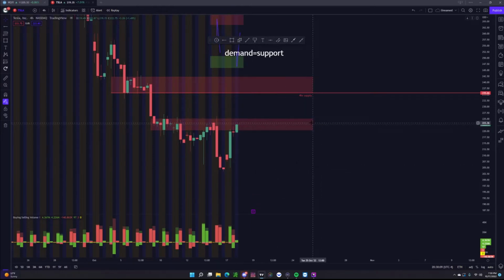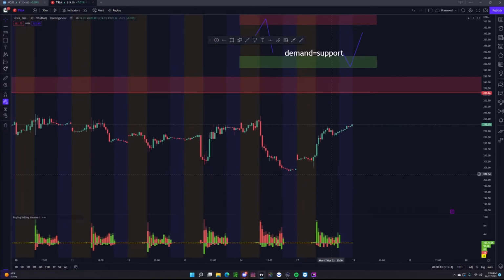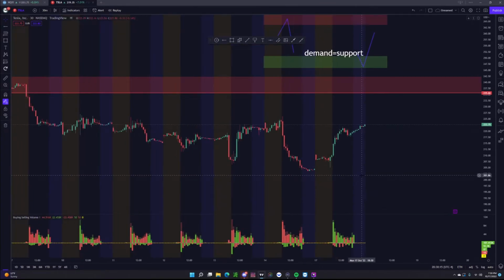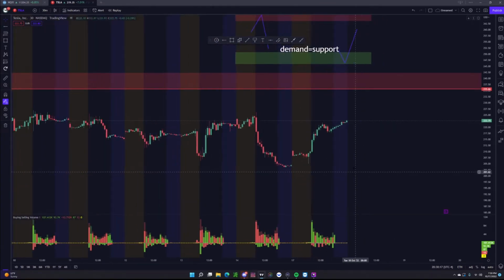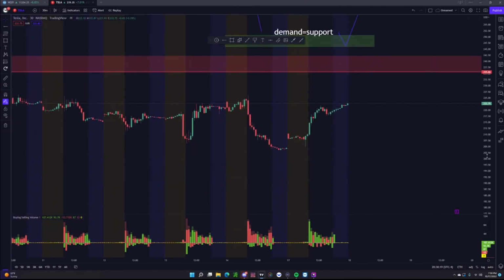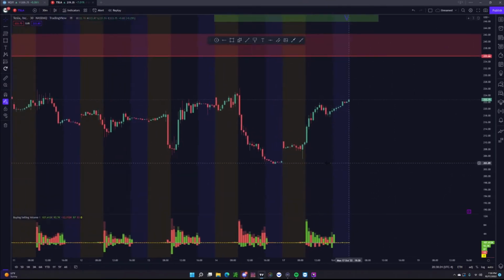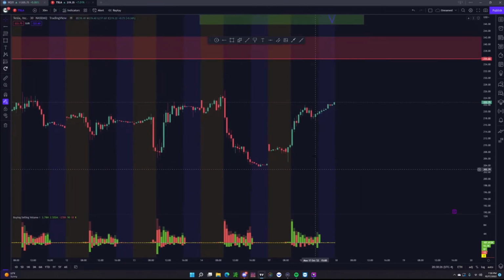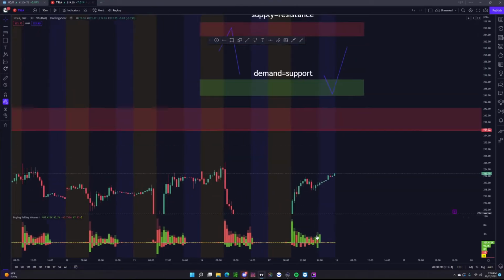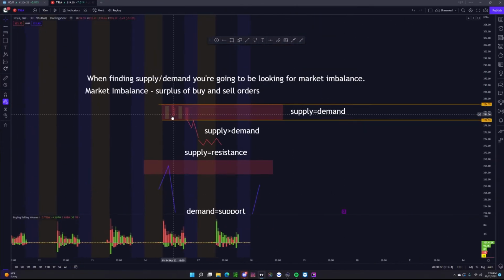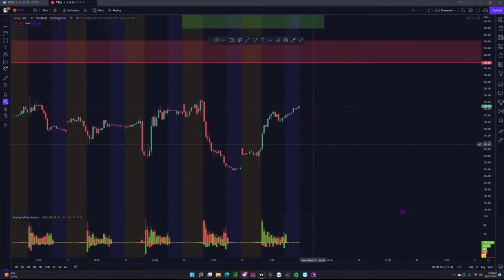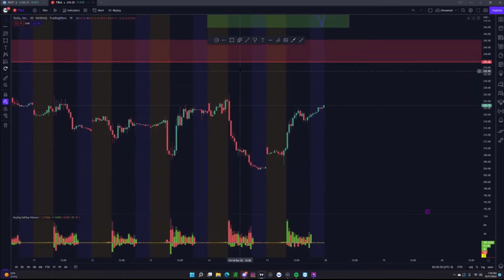So let's just delete this because now we're going to go to a smaller time frame which I wanted to show you. So normally I just do it on the 30-minute because we are day traders and we trade on lower time frames. So if you were doing supply and demand right here, you're going to be looking for your market imbalances, right? You're going to be looking for this, your surplus of buy and sell orders, which should ultimately have the same highs and the same lows.